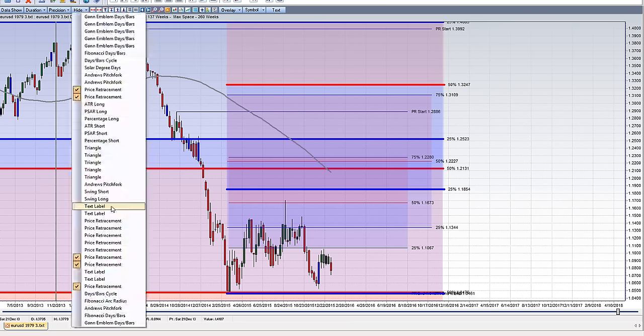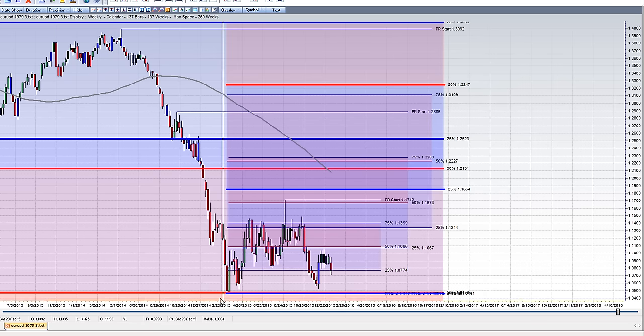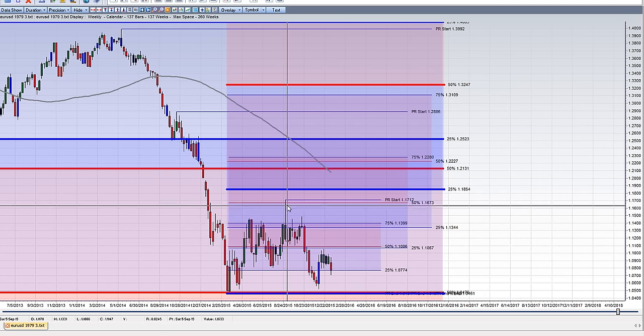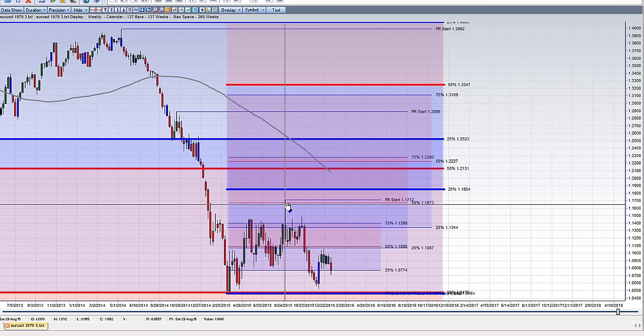Next thing you're going to do is add another level. And this is from the low all the way to this recent spike of August the 29th.